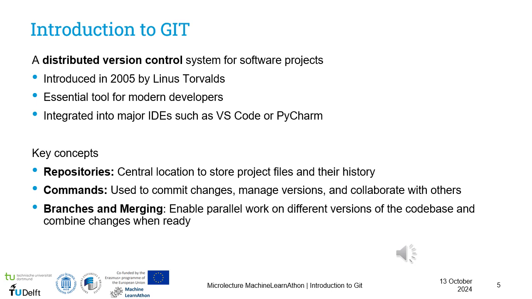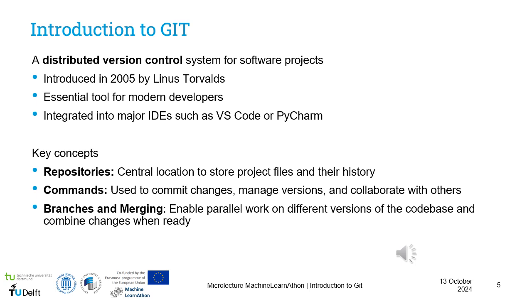Now let me proceed to the introduction to Git. Git is a specific distributed version control system for software projects. Distributed means that we don't have one specific project folder, but we work on multiple versions of the same project. It was introduced in 2005 by Linus Torvalds, who is the creator of the Linux operating system. Nowadays it has become an essential tool for any modern developer. Now we cannot imagine working without Git anymore, and it's integrated into major development environments such as VS Code, PyCharm, and so on.